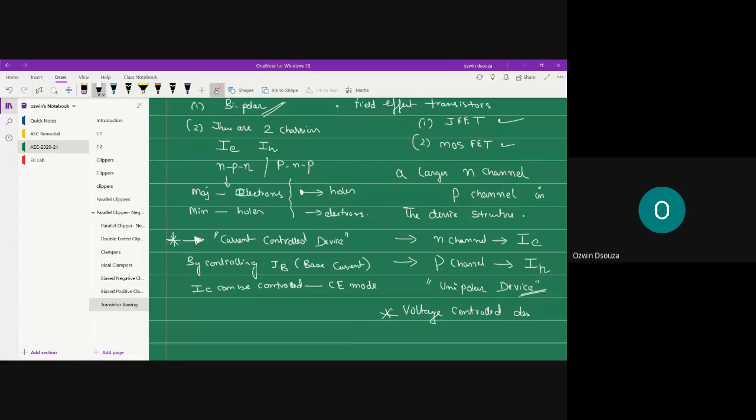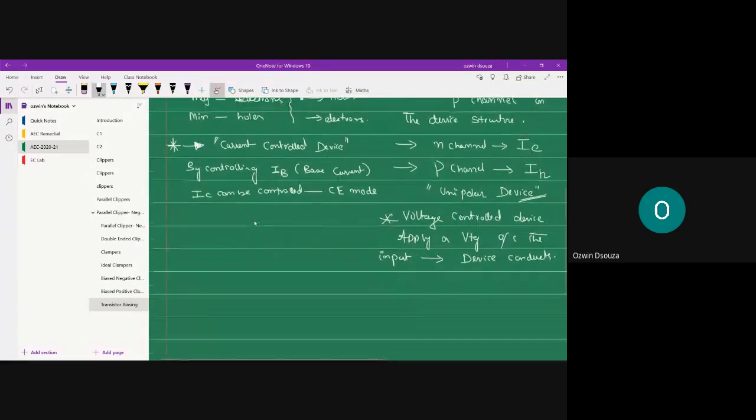Voltage controlled device. Okay, so that is when you apply a voltage across the input terminals, the device gets into conduction. On the other hand, in case of BJT, I have already told you, by injecting a small base current, you can initiate the flow of collector current. Okay, so BJT is a current control device and FET is a voltage control device. So these are the major differences between the two types of transistors.